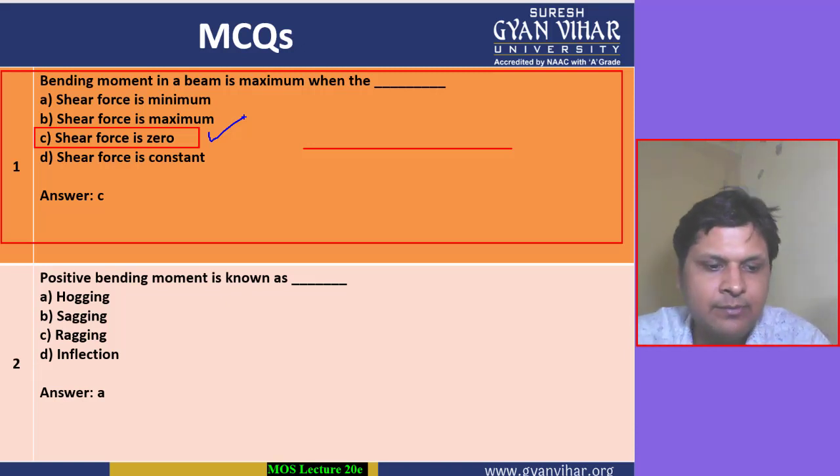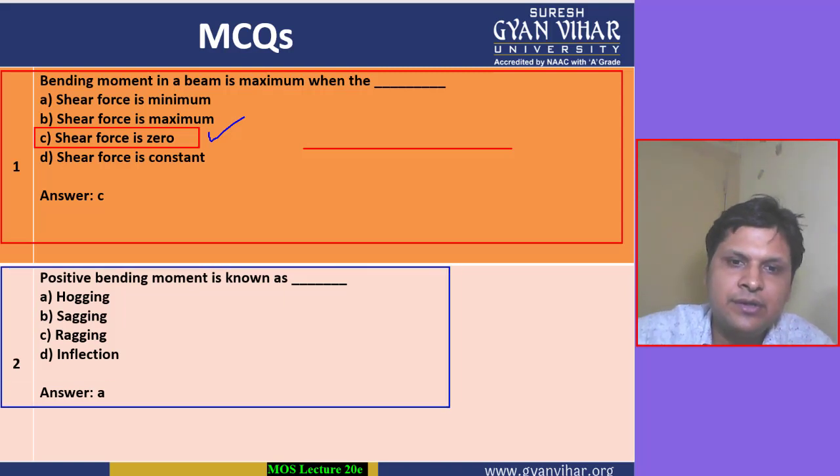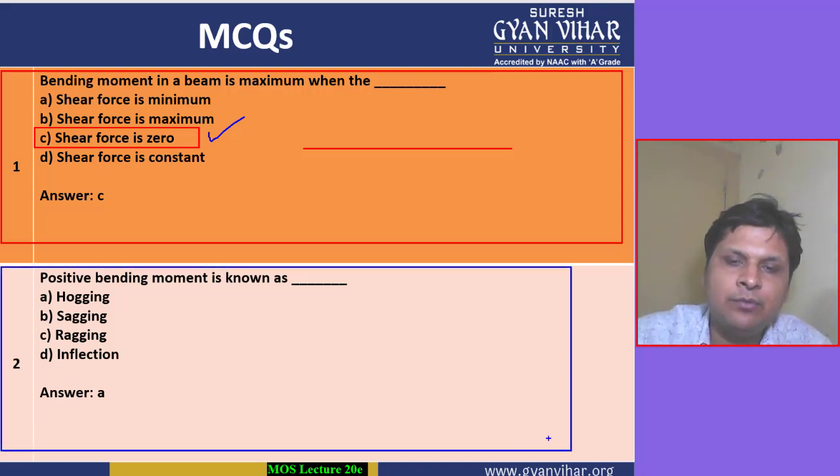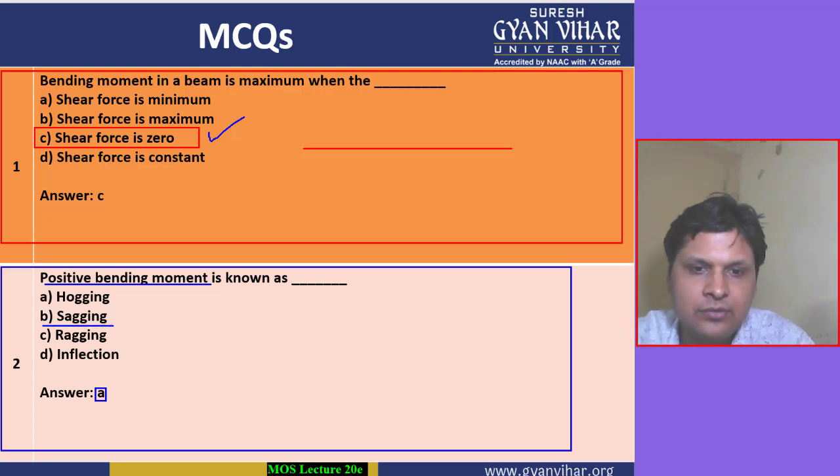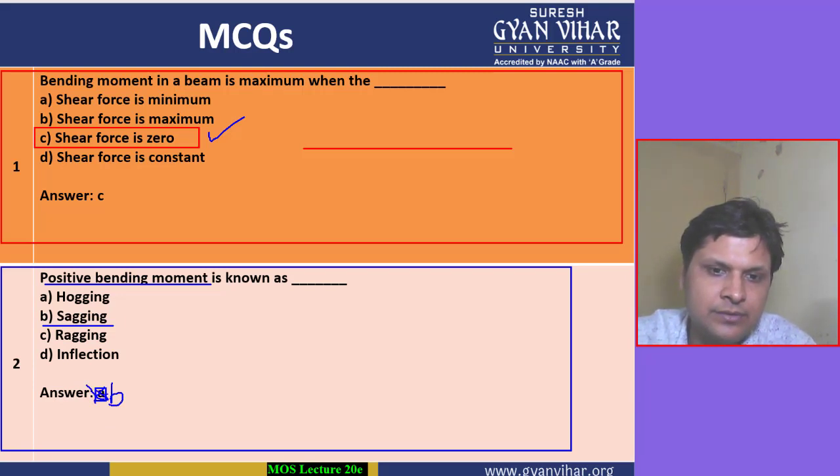Coming into the second multiple choice question, what is the question saying to us? The question is saying that the positive bending moment is known as, we all know, sagging, and negative bending moment is known as hogging. So B is the answer. It is not A. In order to surprise you, it has been given as A.